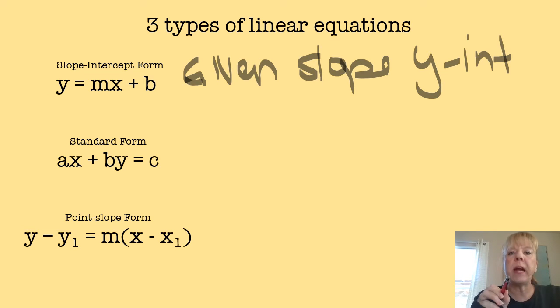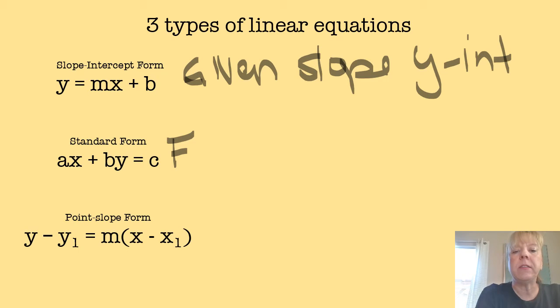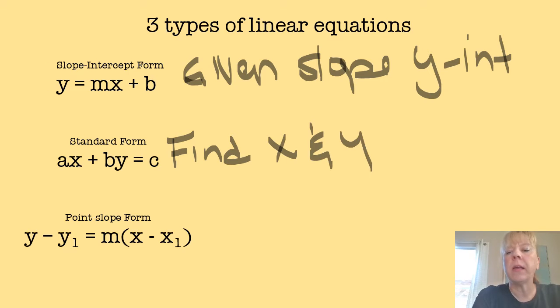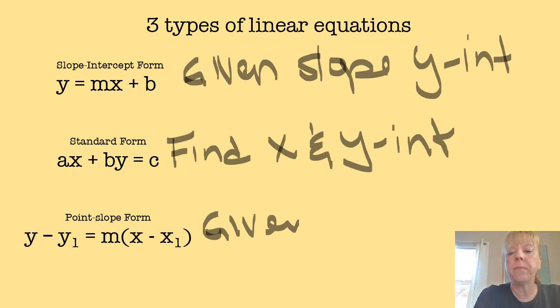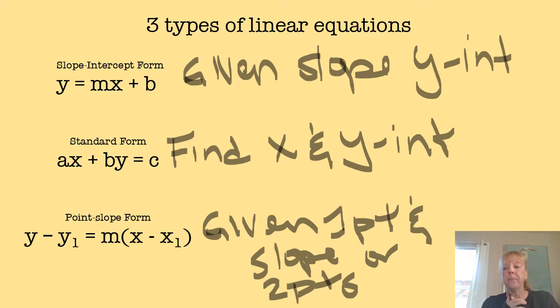Standard form is great if you want to find your x and y intercept. And point-slope form is good if you are given your one point and slope, or two points, because with two points you can always find slope. So let's do some problems.